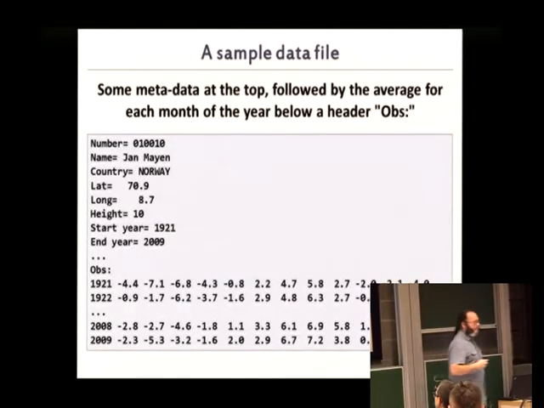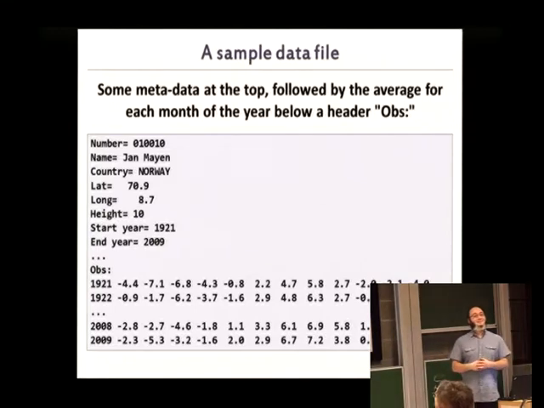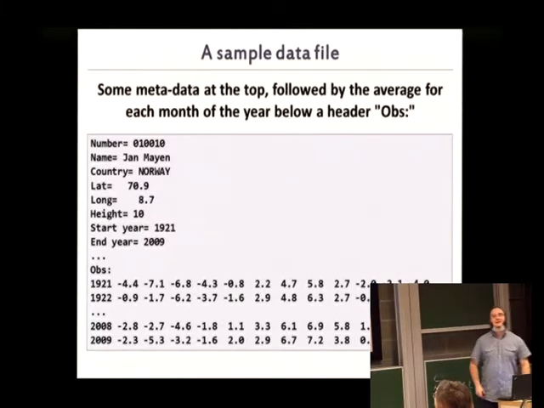So this is the kind of thing that you get. Does anyone know where Jan Mayen is? It's an island. About where? Norway. Yes, it's a Norwegian island. That's actually a very long way from Norway. It's in the middle of the Atlantic.